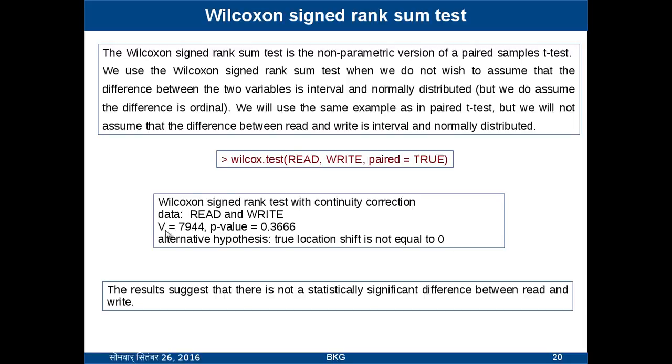The calculated value of the test statistic is significantly high, that is 7.944. However, the probability value is 0.37, which is higher than the level of significance 0.05. So we cannot reject our null hypothesis that the true location shift is equal to 0. So the result suggests that there is no statistically significant difference between the reading and writing score.